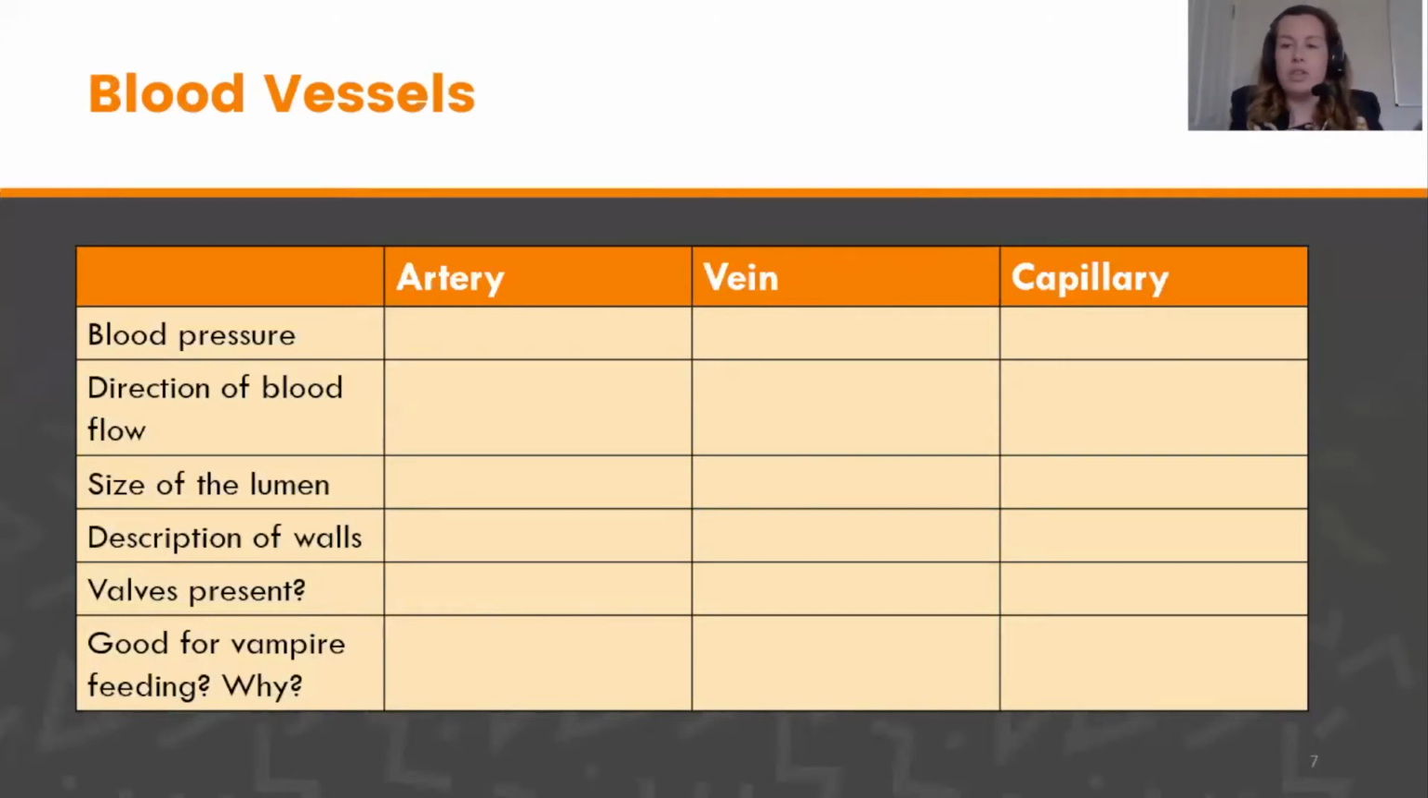Don't panic too much. If you have to leave any gaps, we will go through the answers afterwards. And as I say, don't write loads in your boxes. Just a really brief description. So you've got a nice table comparing the 3 vessels, and all the information you need is in one place. If you're doing this for revision and you don't want the bit on whether it's good for vampire feeding on the bottom, then obviously you can leave that off, but it's definitely worth having a think about.